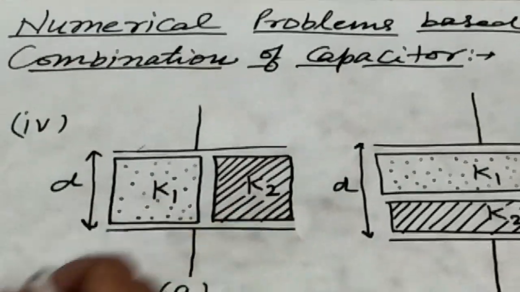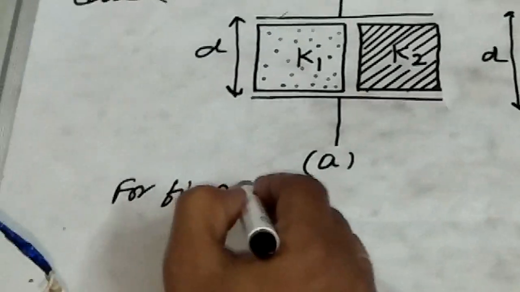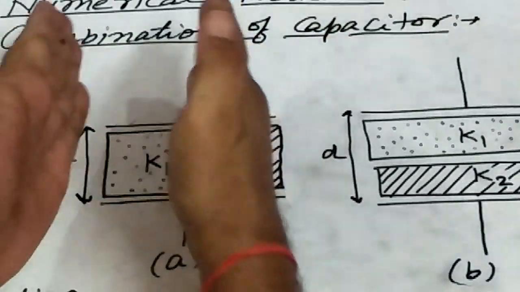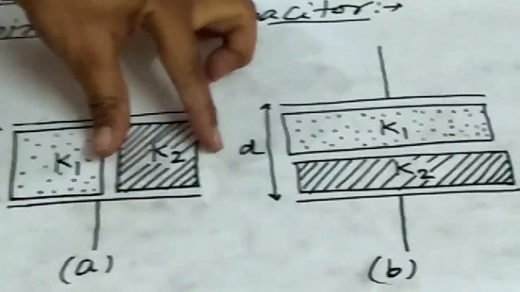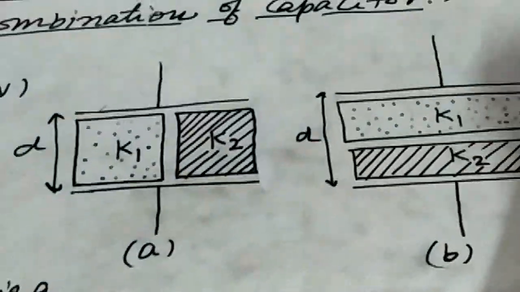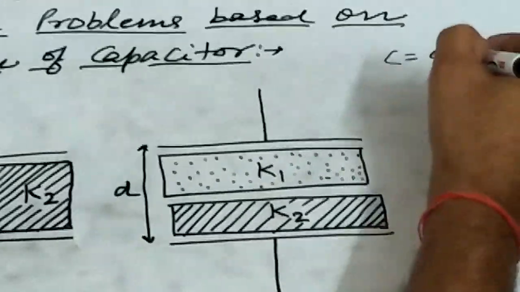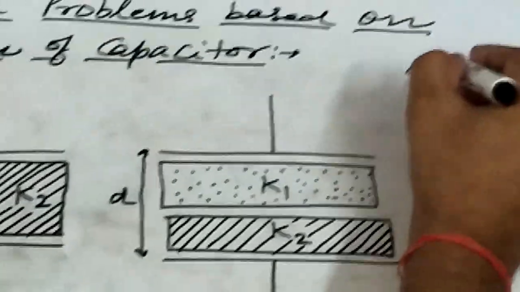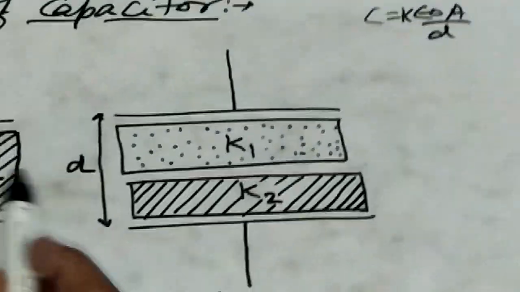So in this case, for figure A, this figure is the arrangement of two capacitors. You can say this one is one capacitor, and this one is another capacitor. For a parallel plate air capacitor, the capacitance is epsilon naught A by D. And when a dielectric slab is inserted, you write K epsilon naught A by D. This is the capacitance of the capacitor.